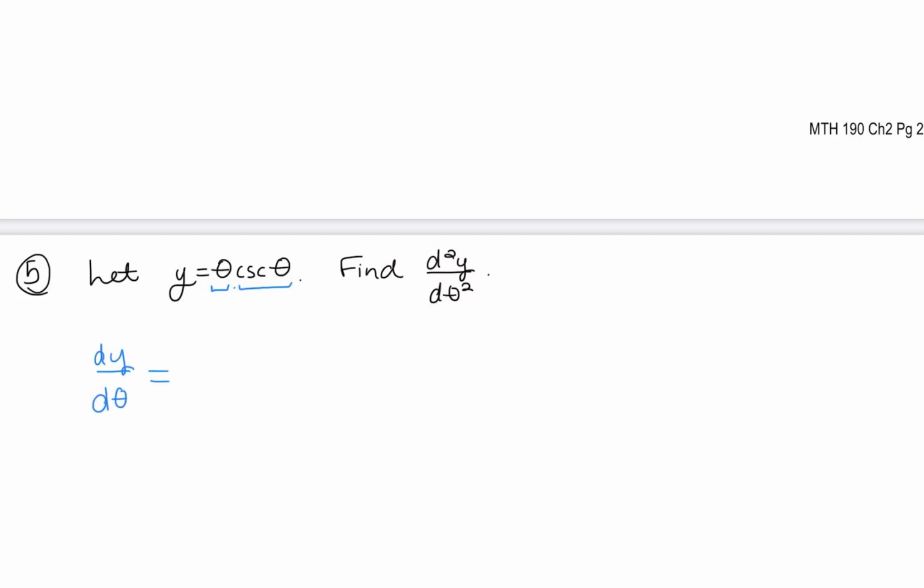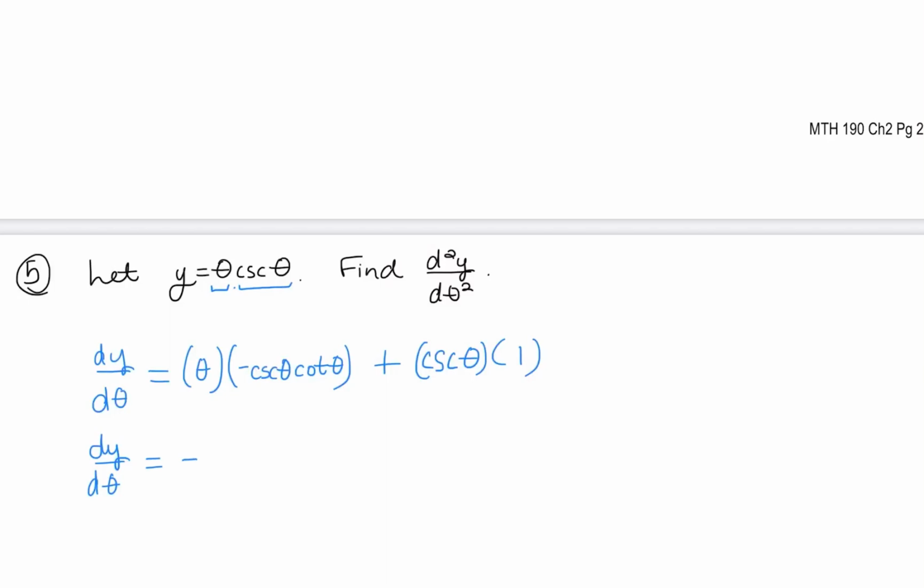So first function left alone, theta. Derivative of cosecant of theta is negative cosecant of theta cotangent of theta, plus, change that order, cosecant of theta left alone times the derivative of theta, which is 1. All right, in terms of simplifying, I do want to do whatever simplifying I can on the first derivative because I have to go on to take the second derivative.